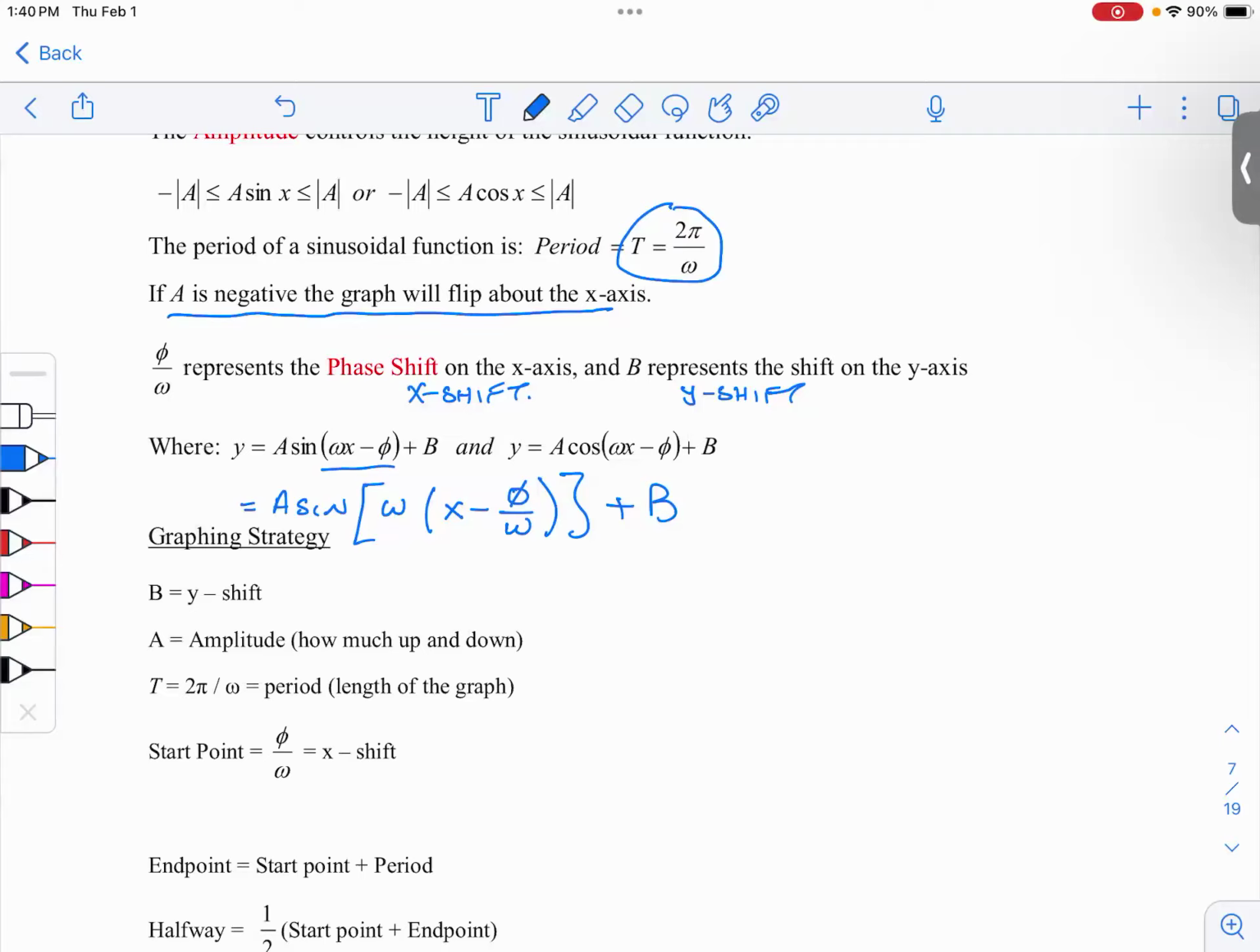And notice that the standard form is x minus the X shift, because this implies it's always going to the right. It's always a positive shift. If this value is positive, that means the shift is actually to the left. All right, so it's always the opposite direction of the sign.